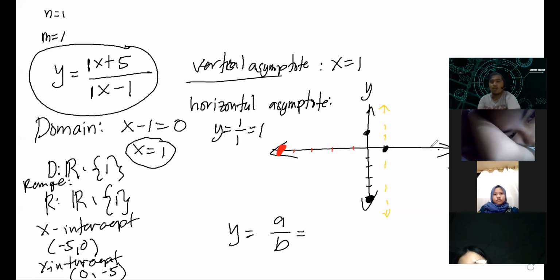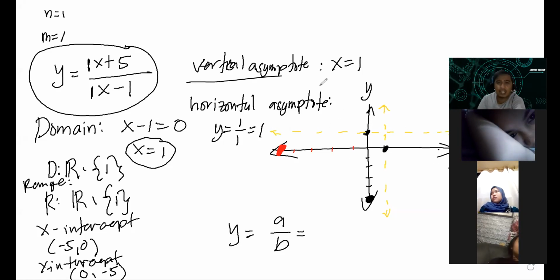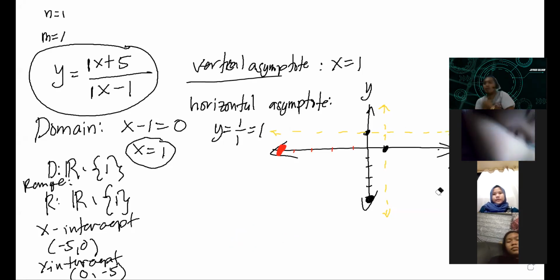So that is y equal to 1, class. This portion, y is equal to 1, is the line that your graph will get closer and closer and closer to, but it will not cross that line. Okay, is that clear, class? Is that clear? Yes, sir.